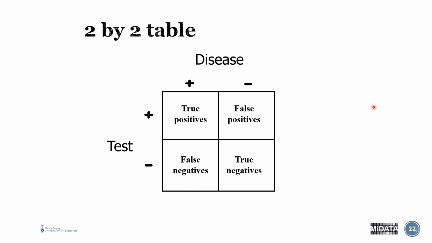Unfortunately, that doesn't always happen, and so the other two quadrants are false positives. So this is when the test says yes, but actually the patient doesn't have the disease, and false negatives, when the test says nope, no disease, but actually the patient does have disease.